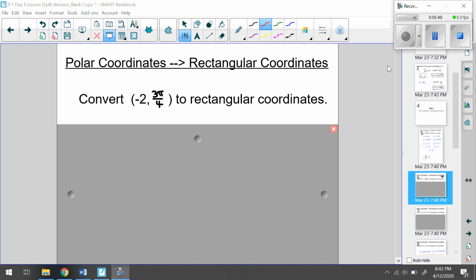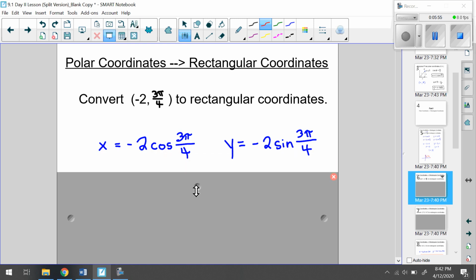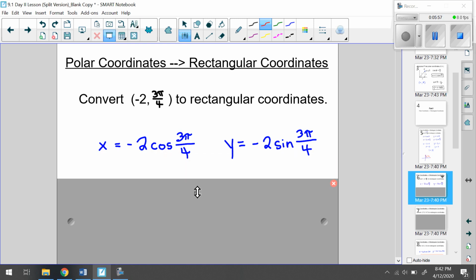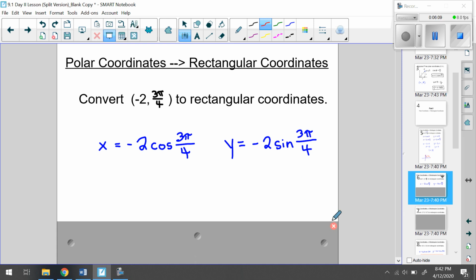Here's our second example. It says convert -2, 3 pi over 4 to rectangular coordinates. So same kind of deal. I got us started here. So x equals -2 times cosine 3 pi over 4, and y equals -2 times sine 3 pi over 4. So again, these are values that we know from our unit circle. So we shouldn't need our calculator here.